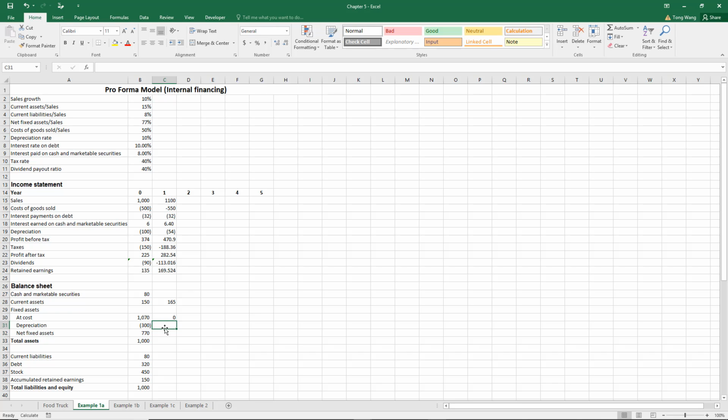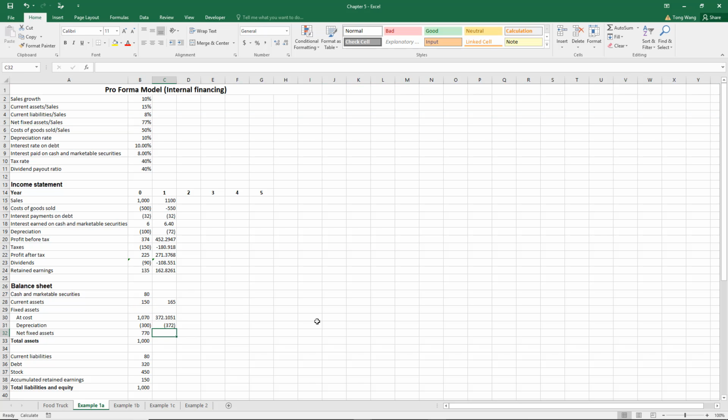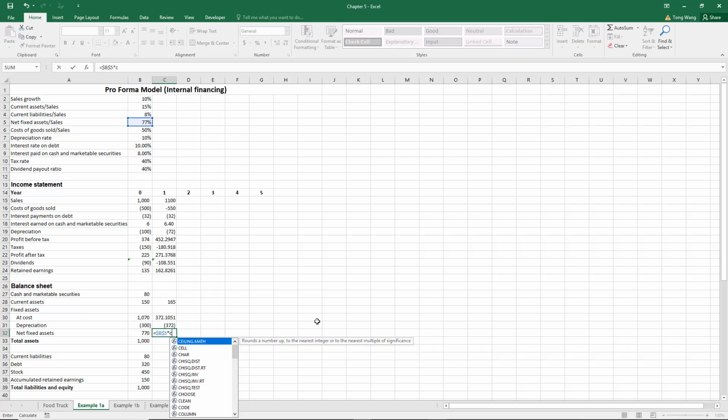And the depreciation, again, this is a balance sheet, so this is going to be accumulated depreciation. So that's going to be equal to B31, the previous accumulated depreciation, plus the new depreciation. Okay. The net fixed asset. So here we're requiring that to support your growth, you need to maintain 77% of your sales in net fixed assets. So that's 77%, B5, multiplied by sales.